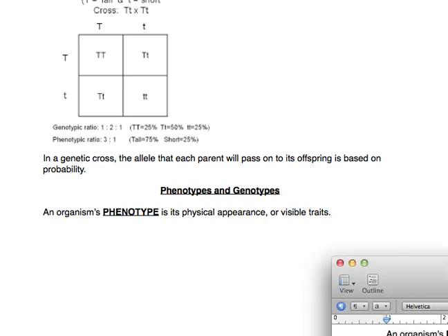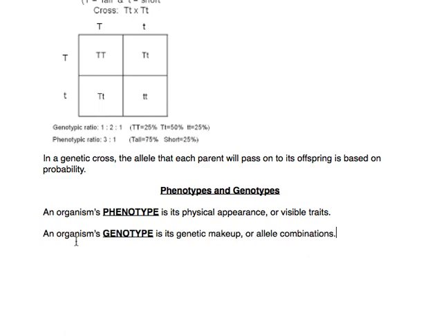And we know that based on the genotype. So let's talk about what that is. An organism's genotype is its genetic makeup or allele combinations. So up here we have an organism, a pea plant, that has inherited 2 tall alleles. Its genotype is capital T, capital T. Its phenotype is that it's tall. This plant over here will have a genotype of capital T, short t, and its phenotype will be that it's also tall.